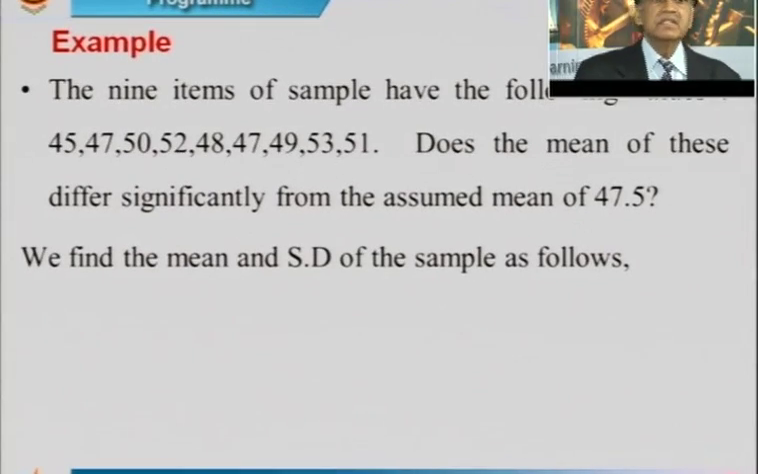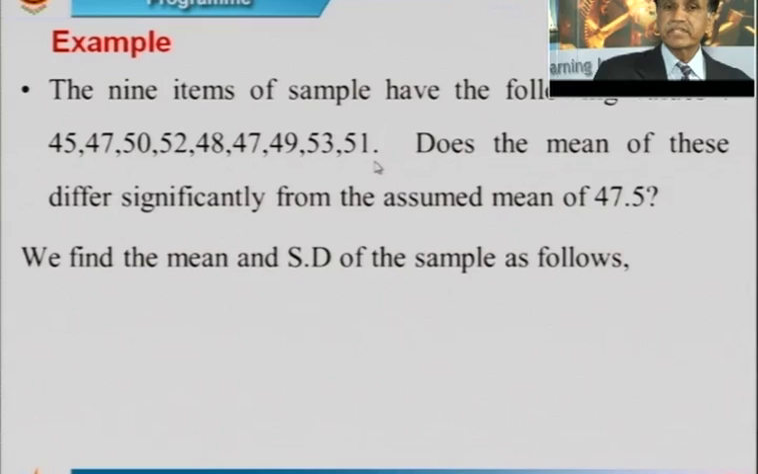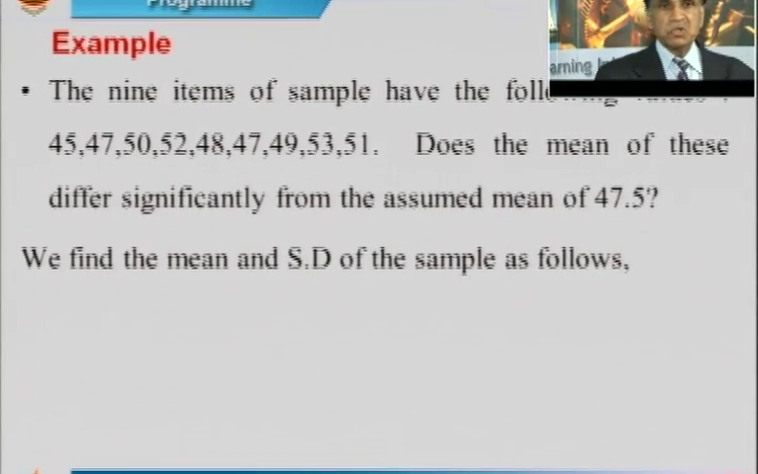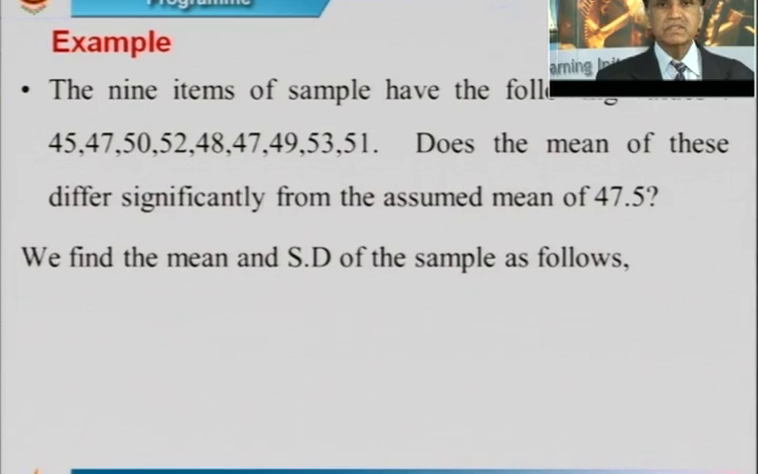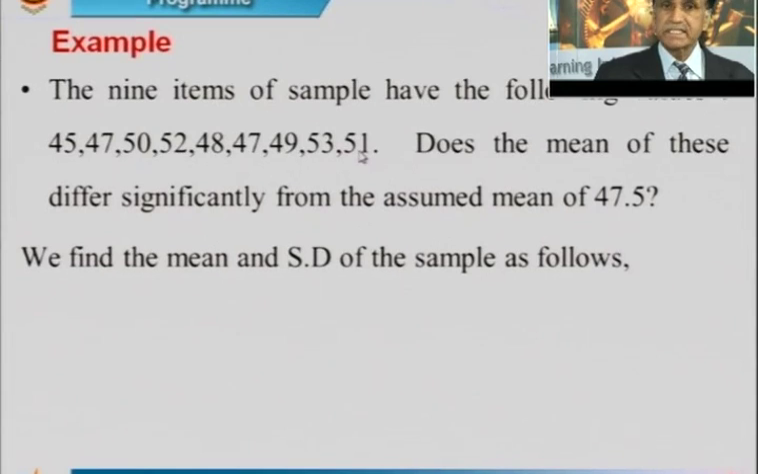Here is an example. The 9 items of a sample have the following values: 45, 47, 50, 52, 48, 47, 49, 53 and 51. Does the mean of these differ significantly from the assumed mean of 47.5? What values do you have to note from this given data? All these values, 45, 47 up to 51, represent the values of x. Then 47.5 is the population mean. Only a sample is given, and in general the mean is 47.5.